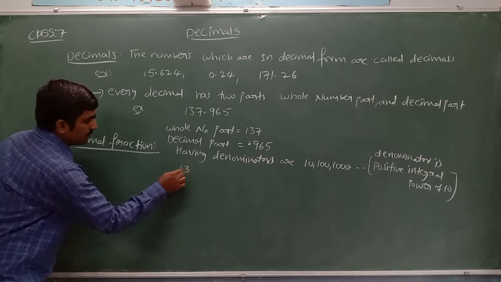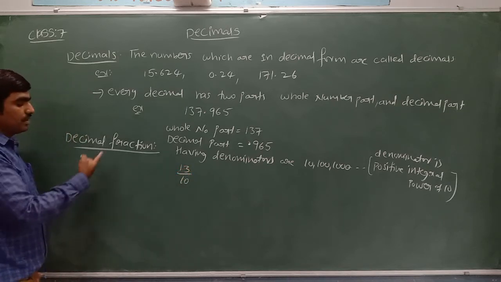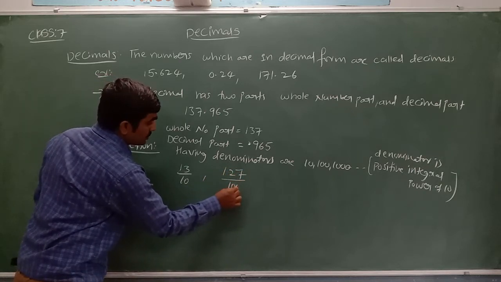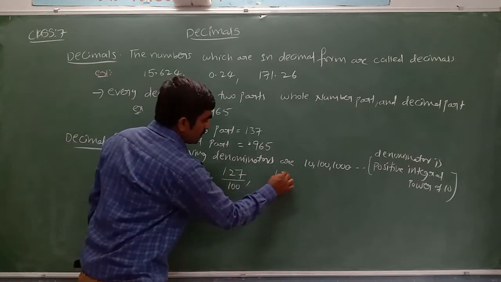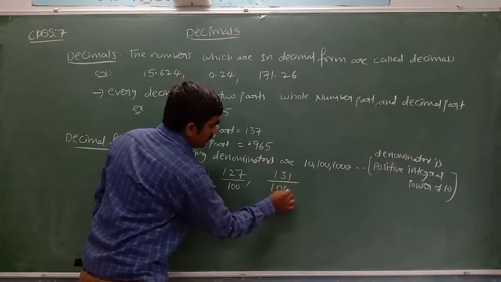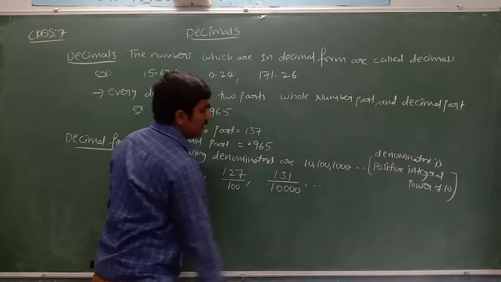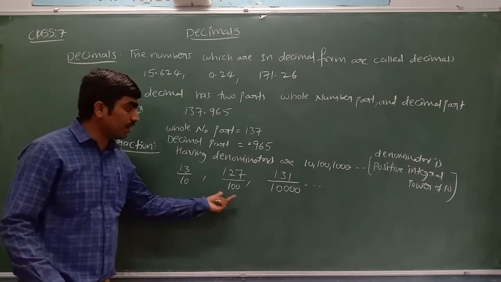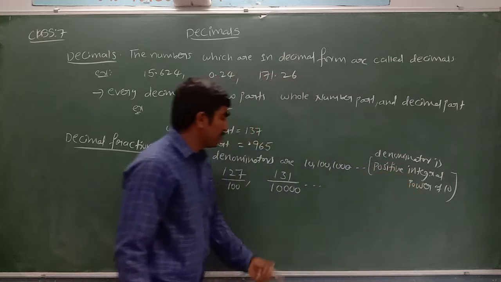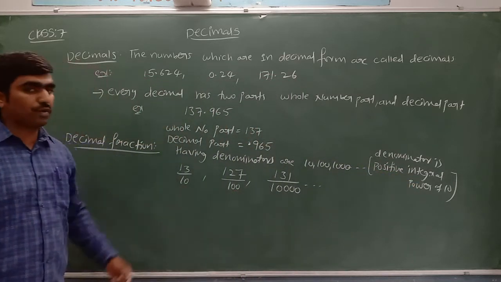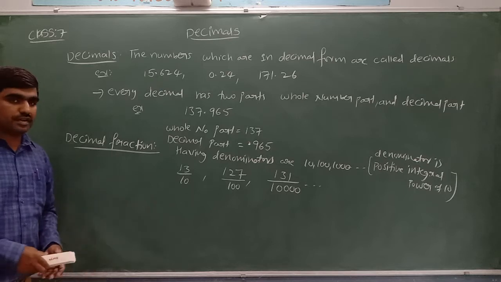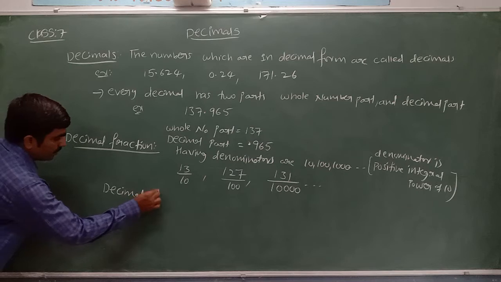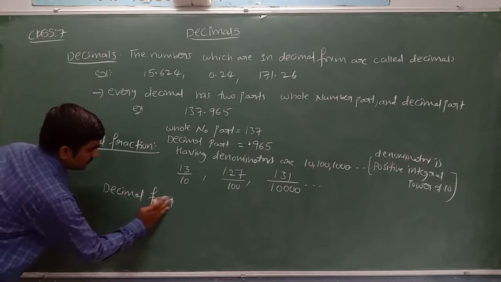For example, 13 by 10, where the denominator is 10, is a decimal fraction. 127 by 100 is a decimal fraction. Even 131 by 10,000. Like that you can see many examples of decimal fractions. Here the denominators are positive integral powers of 10: 10 power 4, 10 power 2, 10 power 1. Then how can we express these in decimals?